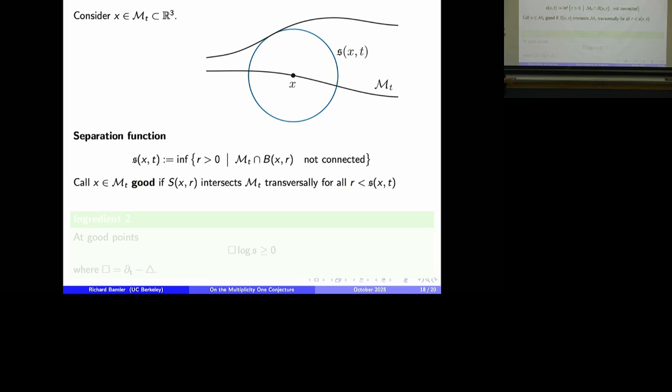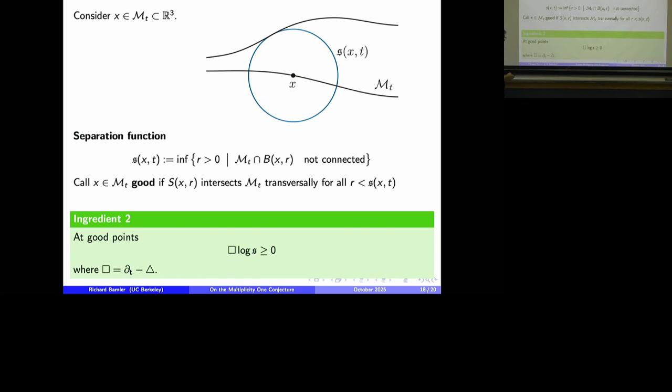And I'm going to call a point x good if this circle here is transverse to the time slice. Okay? So this may not be a continuous quantity, but it's a continuous quantity near good points. There might be some weird jumps that happen when you're not at a good point. So it doesn't really make sense everywhere.